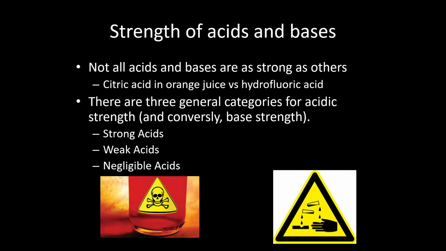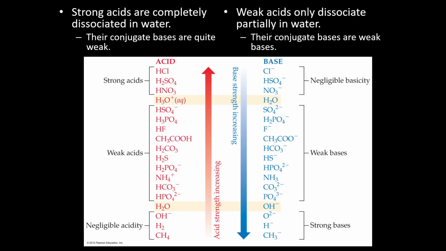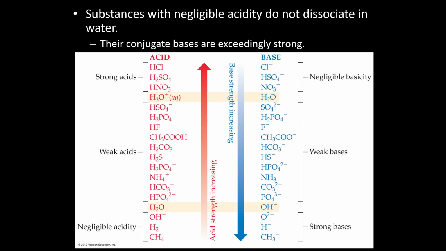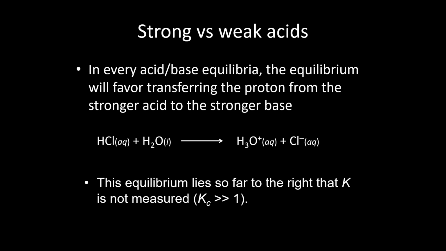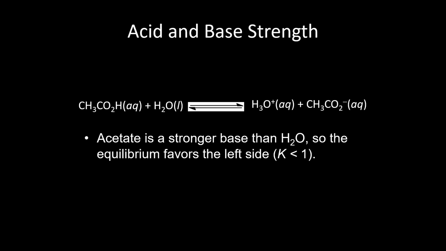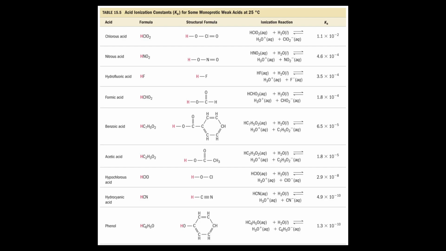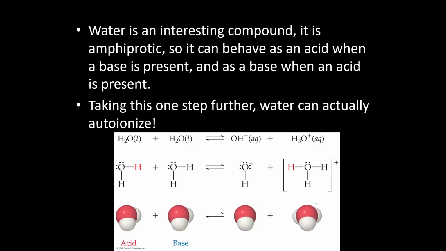I do also expect you to know the definitional difference between strong, weak, and negligible acids and bases. So again, those definitions are: strong acids completely dissociate, weak acids partially dissociate, and negligible acids don't dissociate at all, really. And it's the same thing for bases, just with base in the name instead of acid. Okay, so here we're just talking about the difference between those two and how we can treat them differently. We'll get into more of that later.